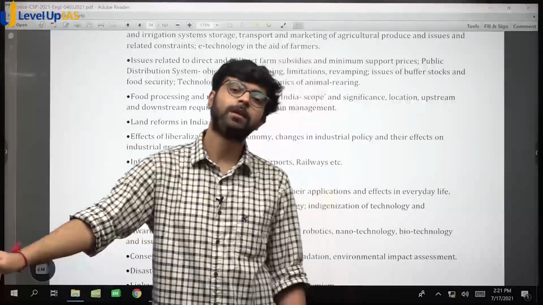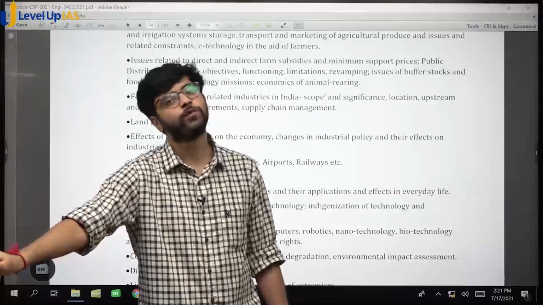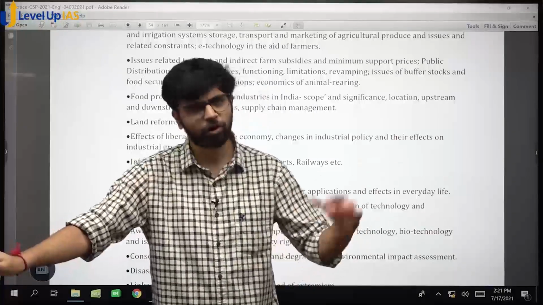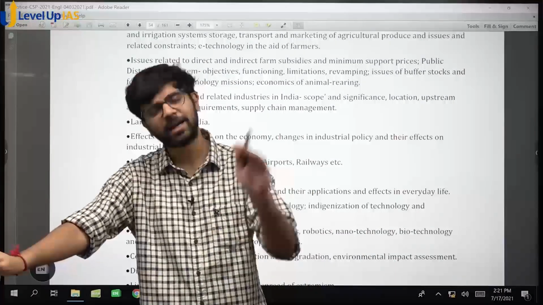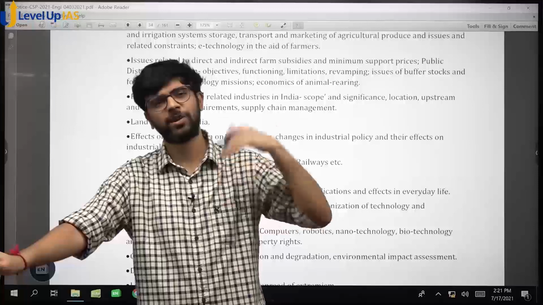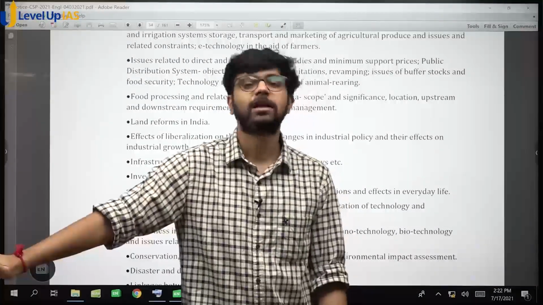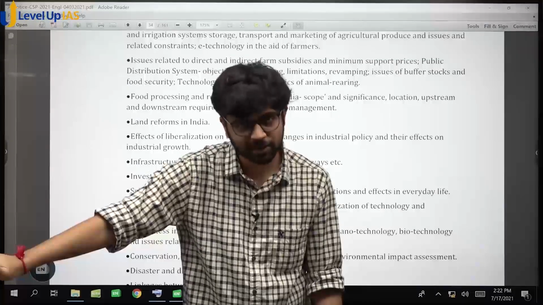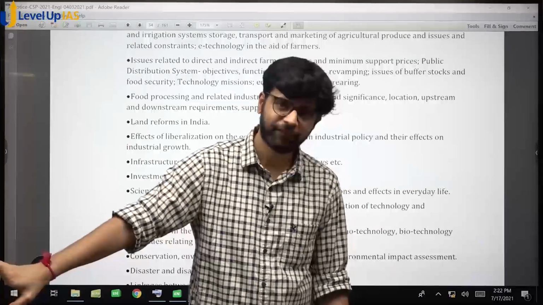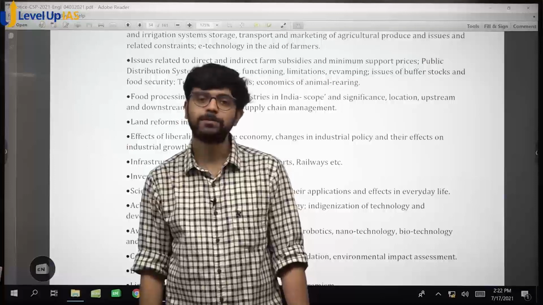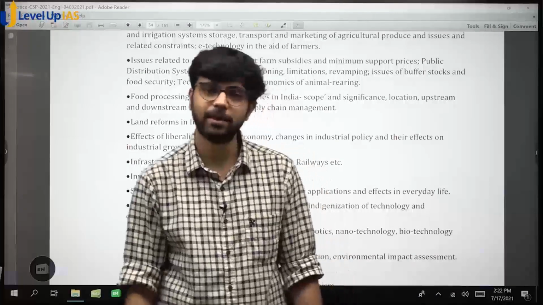Can we recollect what is there in point 6? Point 6 is food processing. Now we have grown the crops, stored them, transported them, marketed them. Government gave subsidy also, MSP also, everything is done. Now you process them further, right? Food processing and related industries in India: scope and significance, location, upstream, downstream requirements and supply chain management.